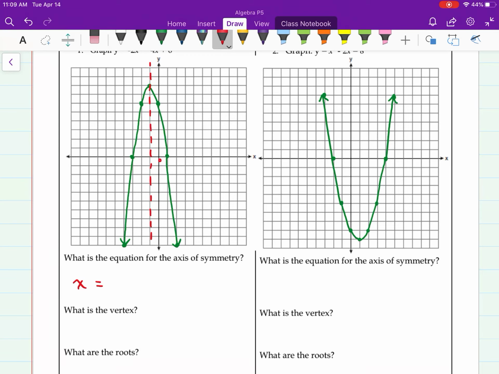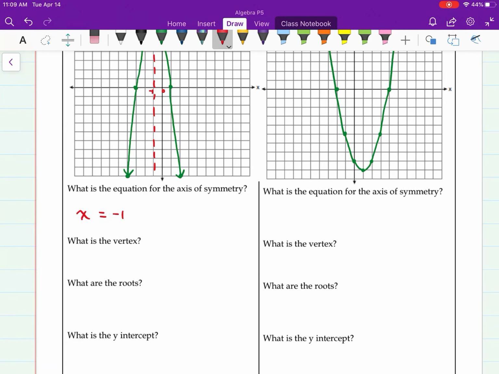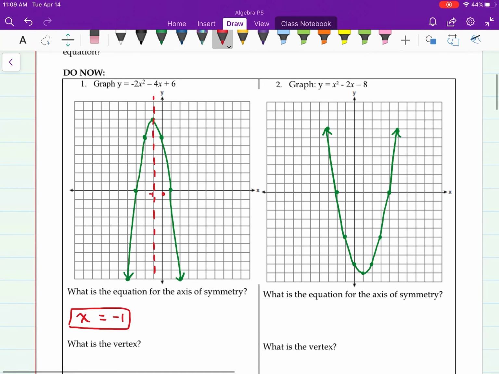Again, right here in the middle, this is 0. So this would be -1. X equals -1 is the axis of symmetry. And now it says, where's the vertex? The vertex is, in this example, all the way at the top of the curve, and that is the coordinate -1, 8.